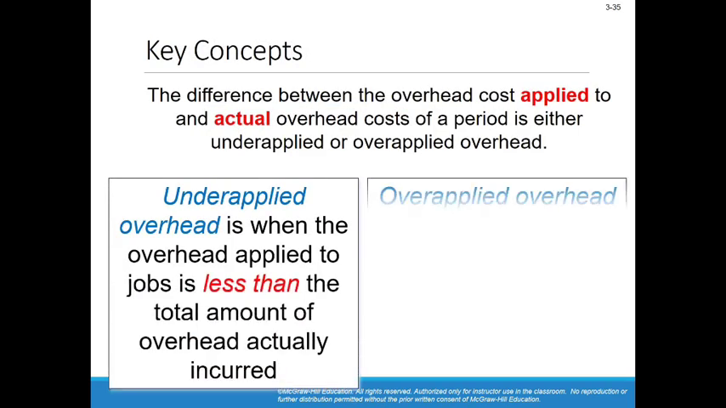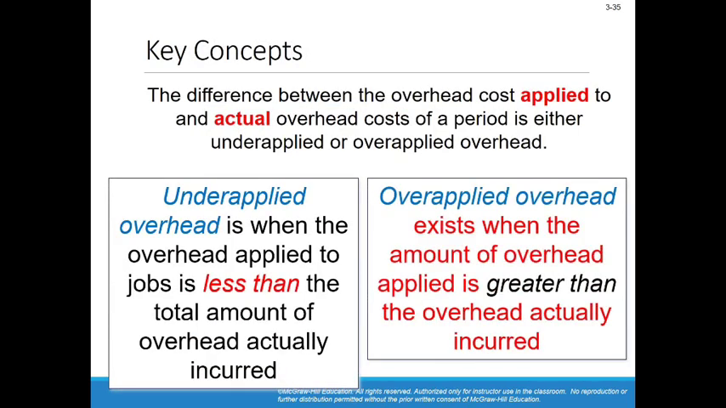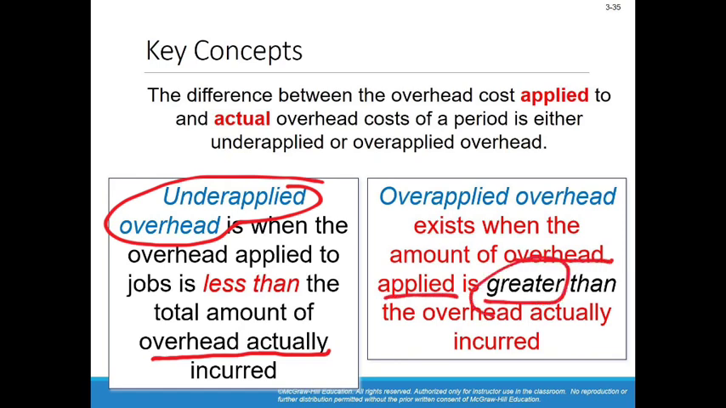And these are some key concepts. Nothing major, nothing monumental, because we've talked about it quite frequently. But overhead is considered to be underapplied, meaning you didn't put enough overhead on a job, if the overhead actually spent was more than the overhead applied. That means, oops, I underapplied it. But if the overhead applied through the estimate is greater than the amount that was actually spent, then you've overapplied it. And it just depends on the company's scenario.